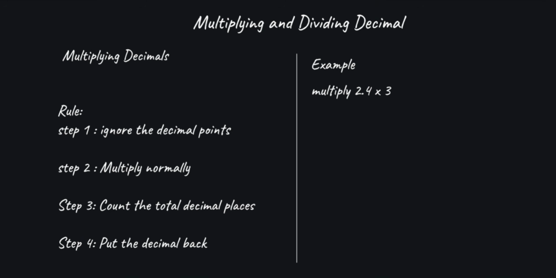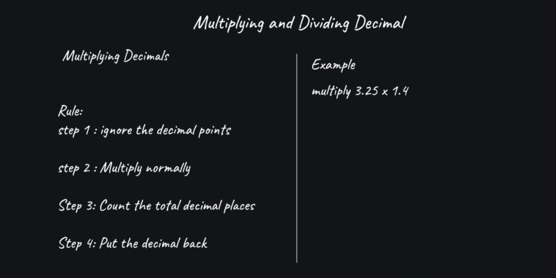Now what happens when we're multiplying a decimal with a whole number? Well, we do the same thing. Let's ignore the decimal. So it would be 24 times 3, which would give us 72. And then from there, we count how many decimal places we have. We have 1. So your answer would be 7.2.